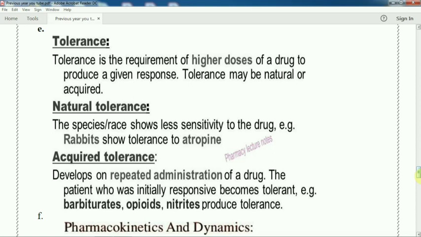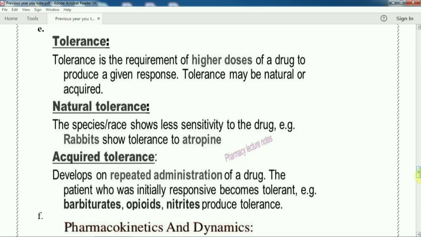So one is natural tolerance, another one is acquired tolerance. Natural: the species show less sensitivity to the drug, as in the case of the rabbit. Rabbit shows tolerance to atropine. Acquired: develops with repeated administration of the drug.